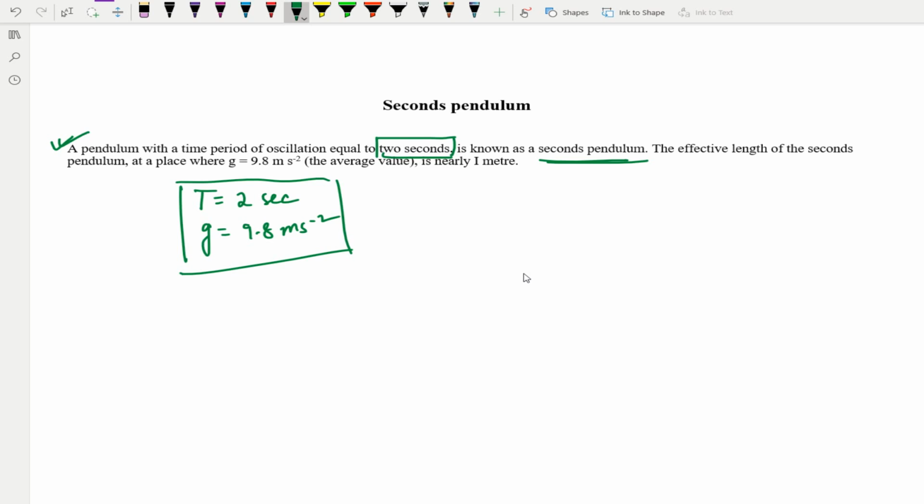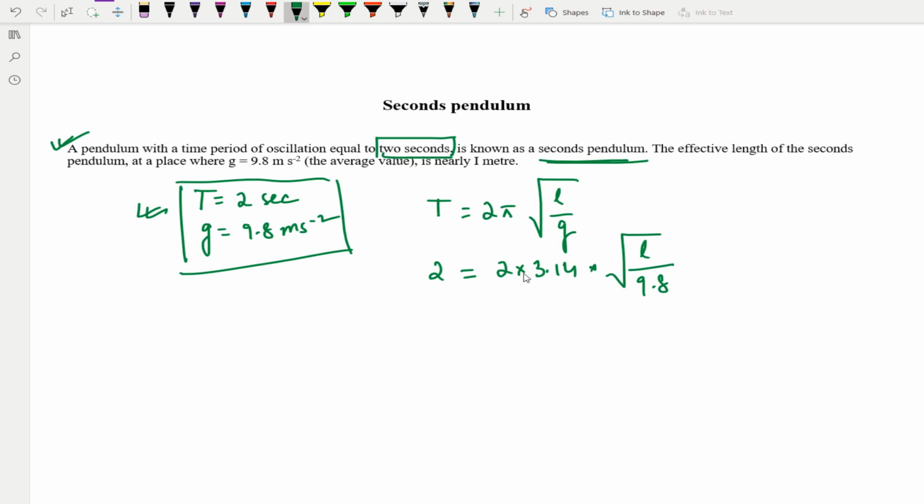So there should be a fixed length for which we get the time period equal to 2 seconds. Now if we apply the same formula, T is equal to 2 pi root over L by G, and if we put 2 over here, 2 into 3.14 into root of L by 9.8, and if we solve for L over here, you will get a value nearly equal to 1 meter.